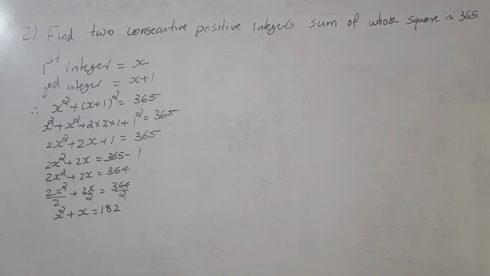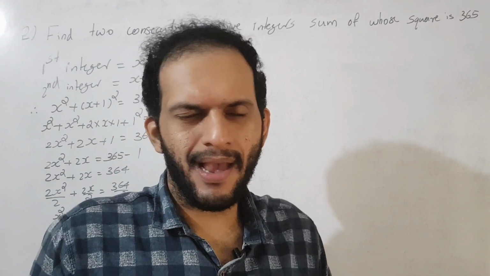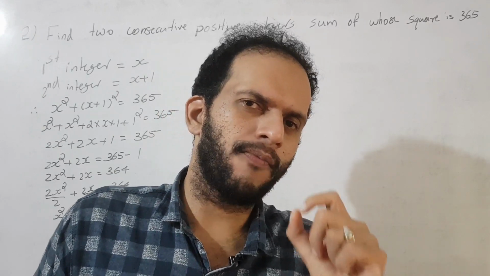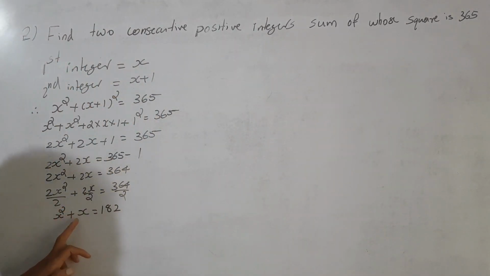We add on both sides of the equality sign the square of half of the coefficient of x. Right? So look here, what is the coefficient of x? The coefficient of x is 1. Then we need to add on both sides the square of half of 1.